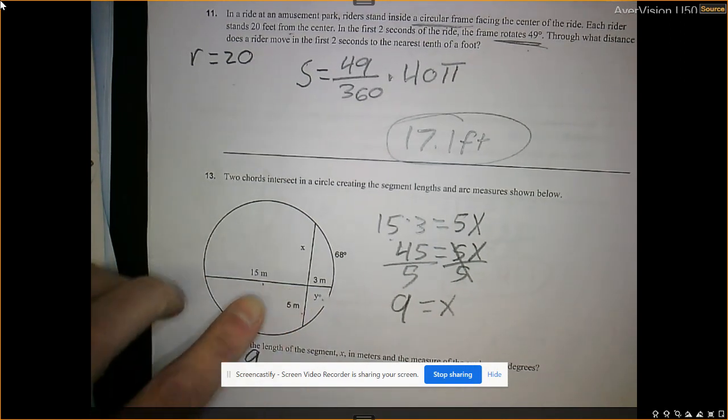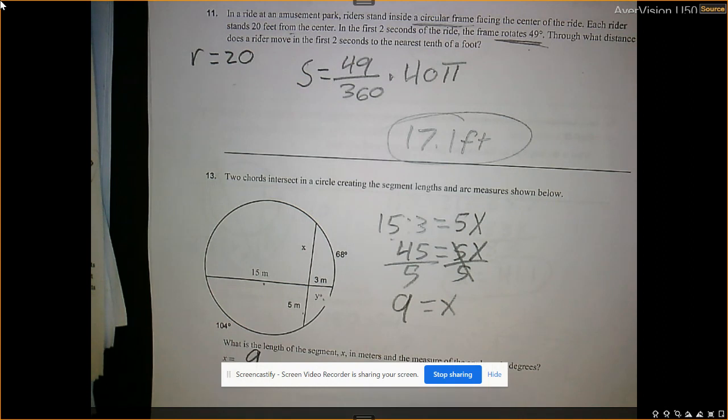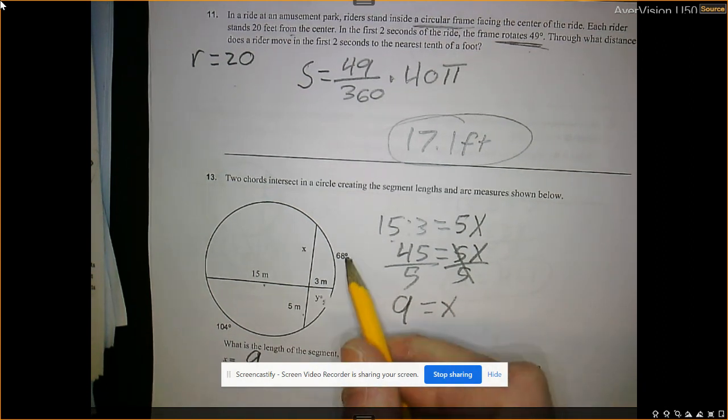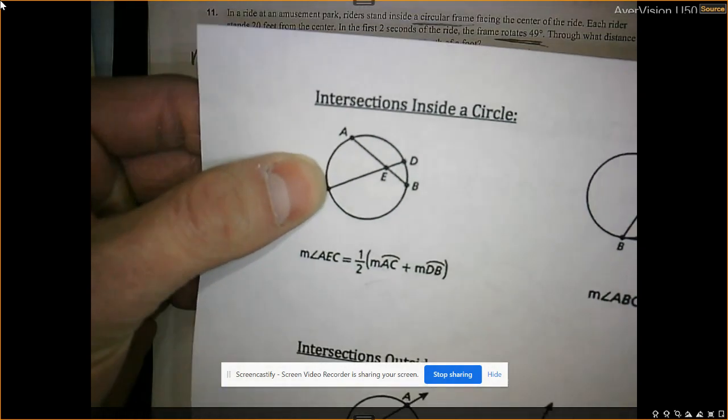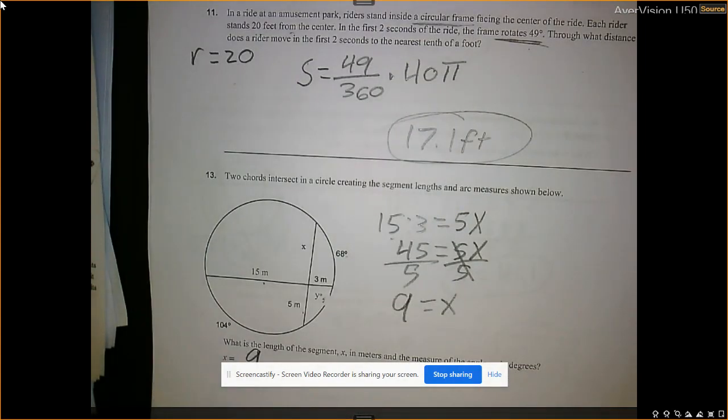And now y, like I said, completely different. You're using a different formula because now all of a sudden we're talking about degrees and angle measures and arc measures. So with that, you're using, okay, this one. Here we have chords intersecting again. This is talking about angles. So you are going to use that formula now.